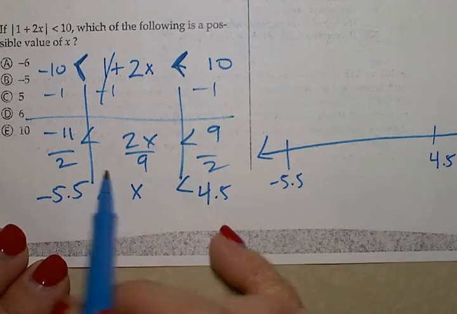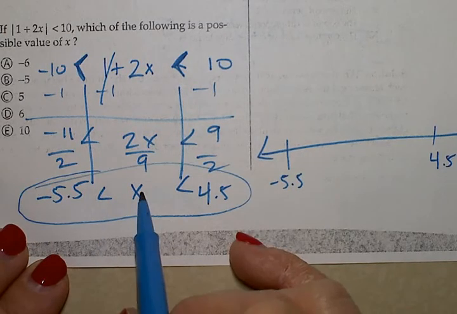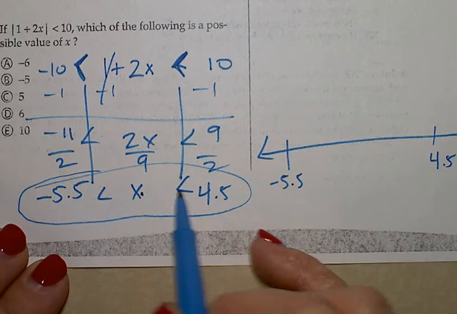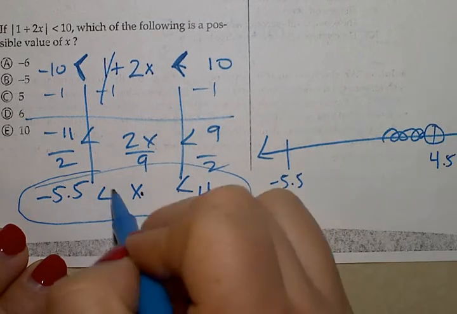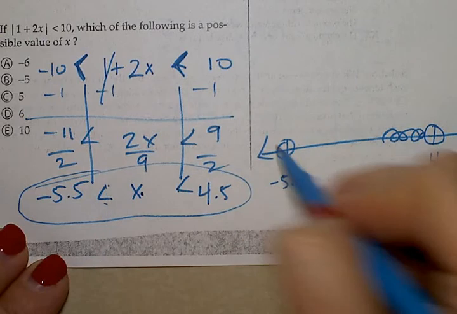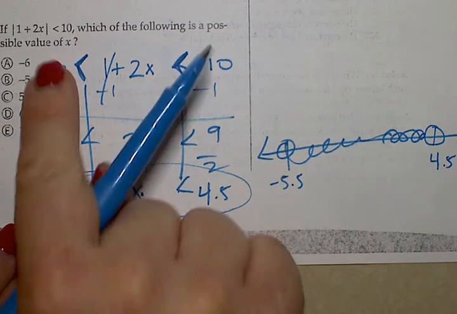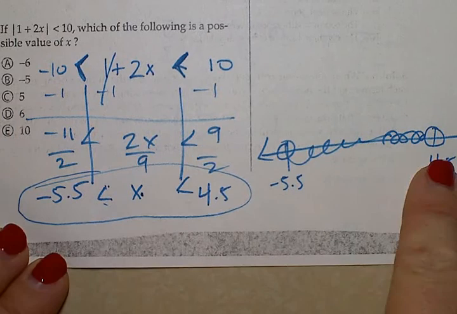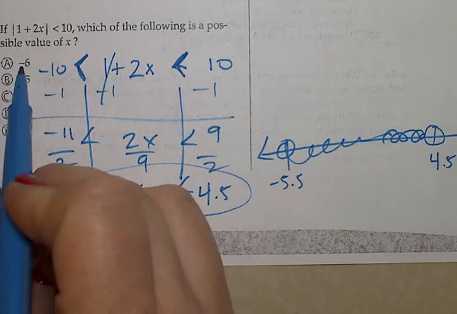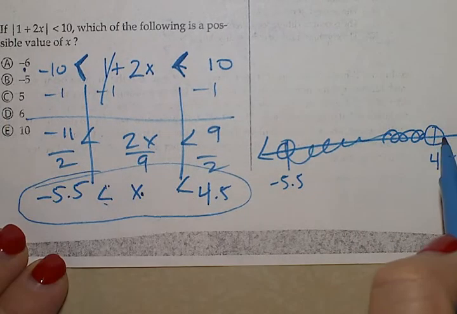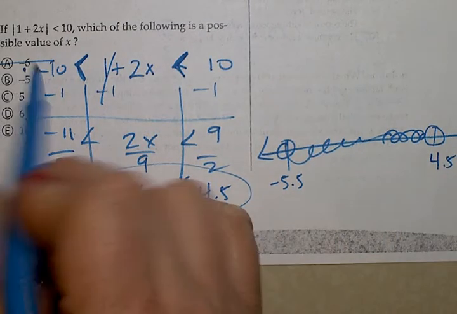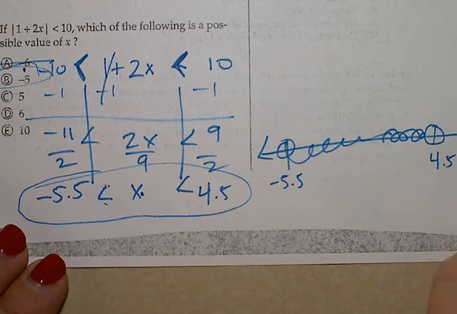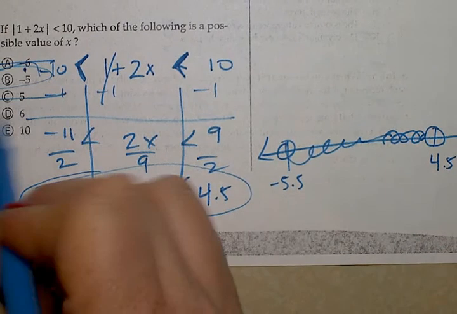This inequality says the values of x, or the solutions, have to be less than 4.5, not equal to it, less than 4.5, and greater than negative 5.5. So let's find out which number here is less than 4.5 and greater than negative 5.5. Is negative 6 in this region? Is negative 5 in this region? Problem done. Positive 5 is outside, positive 6 is outside, and positive 10 is outside.